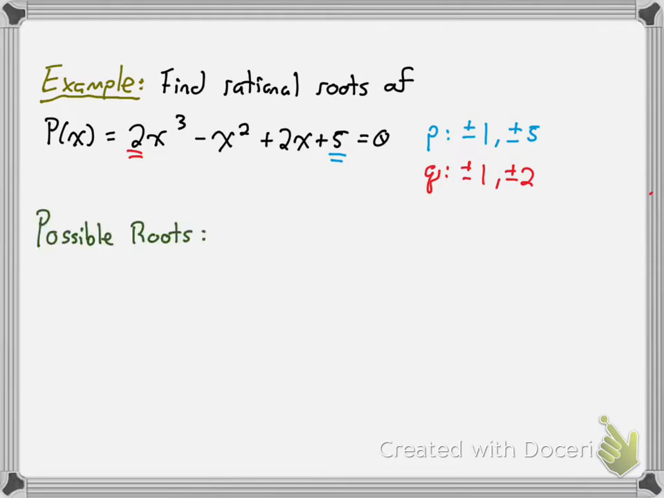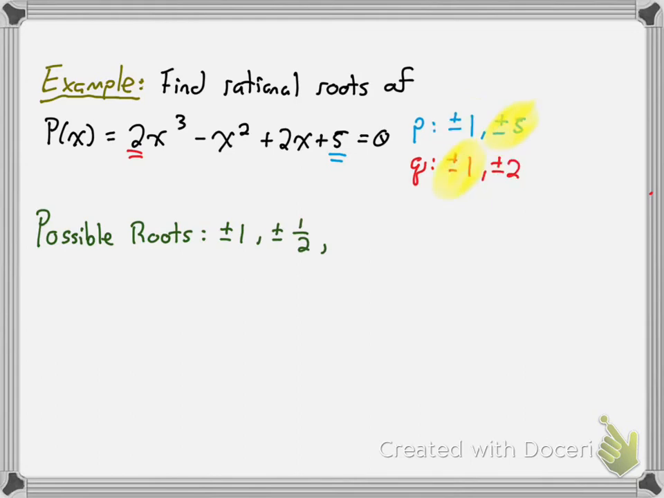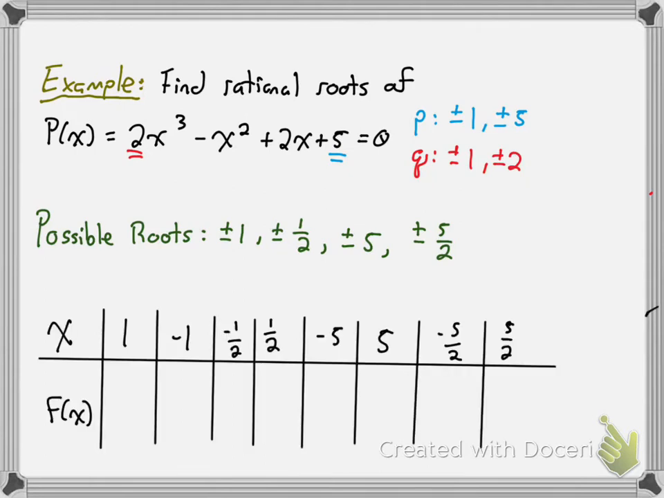So my possible roots could be at plus or minus 1 over 1, or just 1, plus or minus 1 over 2, plus or minus 5 over 1, or that's just 5, and then plus or minus 5 over 2. And what I'm going to do here, and this is going to seem kind of long, a little bit excessive, I'm going to write out all of these values. So 1, negative 1, positive 1 half, negative 1 half, negative 5, positive 5, negative 5 over 2, positive 5 over 2. I'm going to plug those all in as an input and then see what that polynomial spits out.